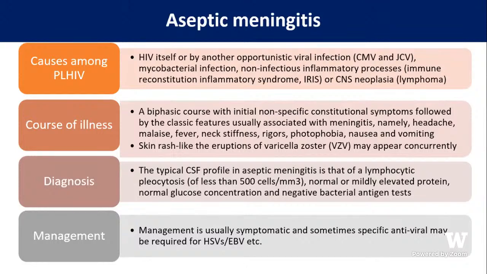Aseptic meningitis is usually caused by HIV infection itself or some other viral illnesses. It is usually lymphocyte predominant, and patients are usually mildly symptomatic, so it generally subsides with simple care. Nothing much elaborate needs to be done for aseptic meningitis.